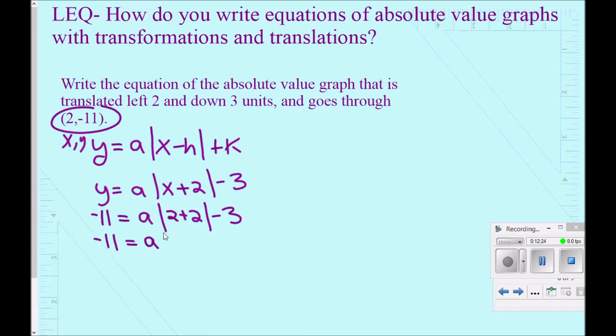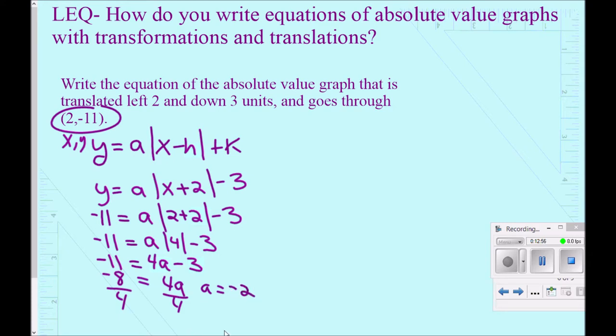So 2 plus 2 is 4. Well, the absolute value of 4 is 4, and 4 times a is 4a. So I'll just rewrite it because we usually put the coefficient first. Now I'll solve for a by adding 3 to both sides. And when I add 3 to -11, I get -8. And dividing both sides by 4 gives me a, which is -2.